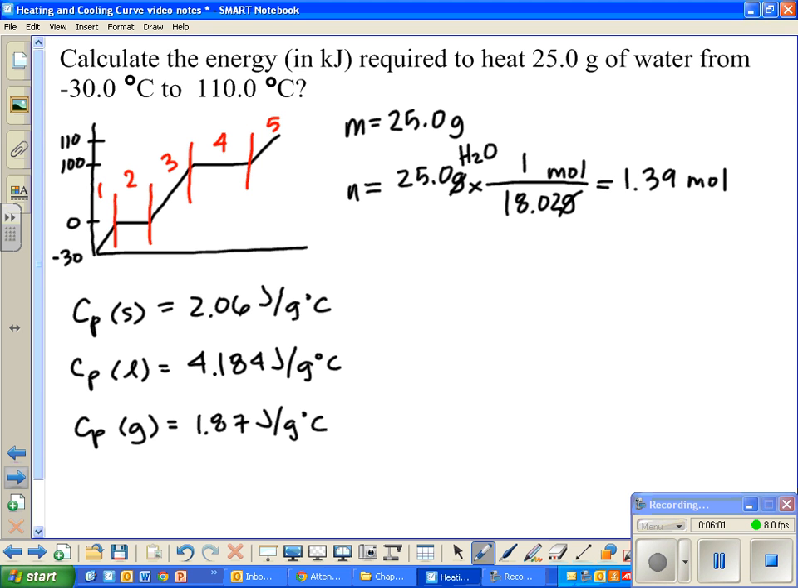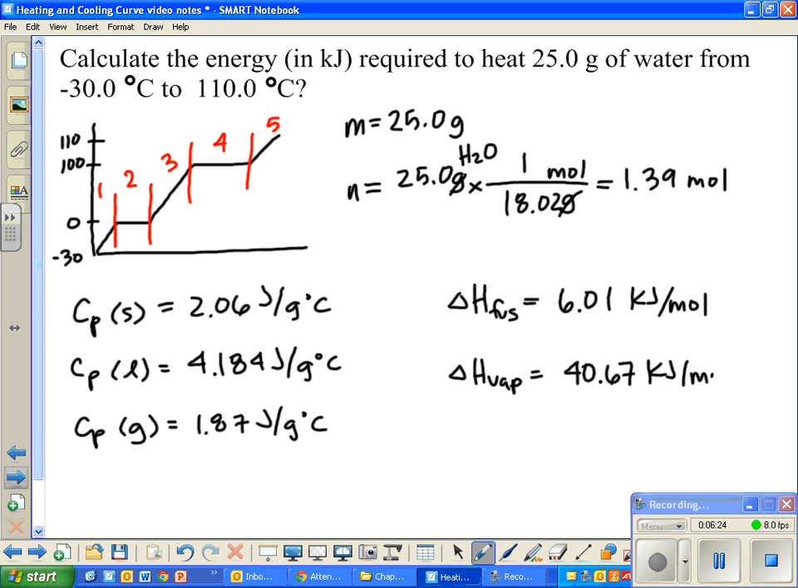The delta H's you're going to have to use for sections 2 and 4. The delta H of fusion for water is 6.01 kilojoules per mole. So that's going to be section 2, fusion. Section 4, we're going to need the delta H of vaporization, and this is 40.67 kilojoules per mole. Remember, it takes more energy to convert from a liquid to a gas because they are more different than a solid and a liquid.